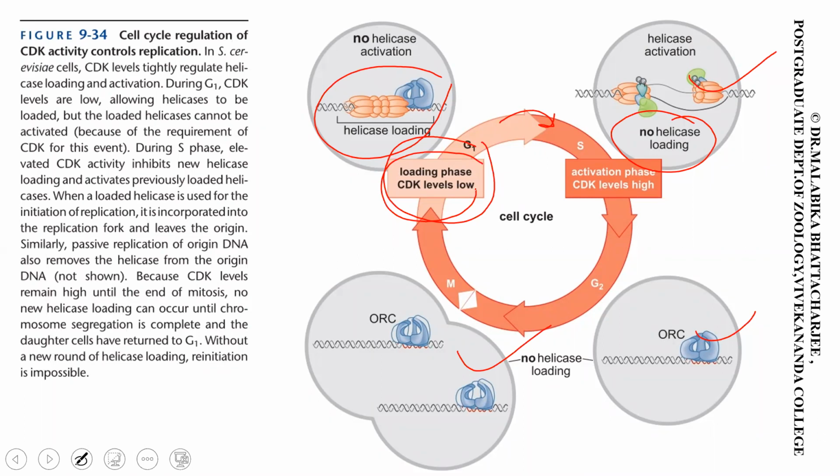That is permitted by CDC6 and CDT1, because they come and recognize and bind to this ORC and then allow the loading of helicase. And hence CDC6 and CDT1, as I stated earlier, are known as licensing proteins. So this is the tight control that is kept on replication during the stages when the cell passes through the different phases of the cell cycle. So we understood the strict control, how DNA replication is kept in check during the stages of the cell cycle.